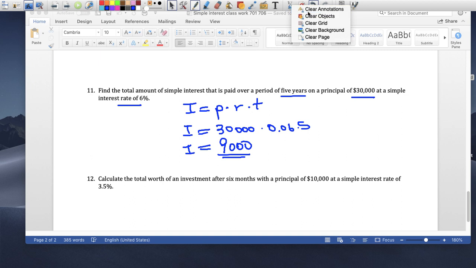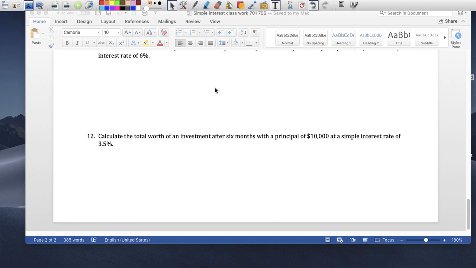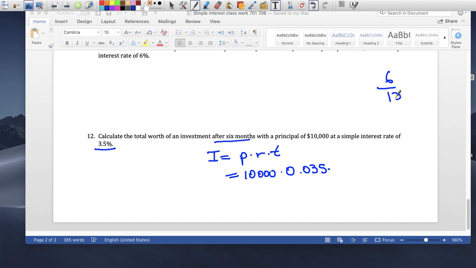Okay. Last question. Calculate the total worth of an investment after 6 months with a principal of 10,000 and a simple interest rate of 3.5%. So I equals P times R times T. The principal is 10,000. The rate is 3.5% or 0.035. How much was the time? 6 months is 6 over 12 or a half. It's easier if you write a half, or 0.5. It's up to you. I'm going to write a half because that's what 6 months is, half a year.